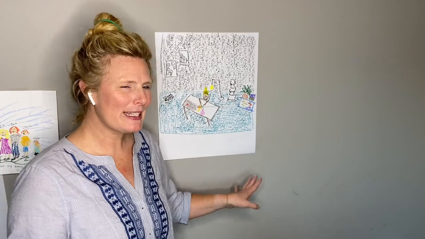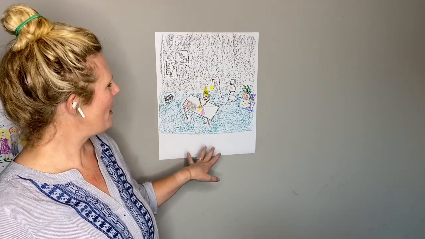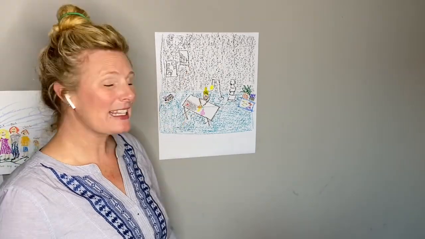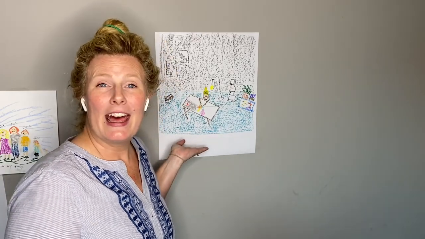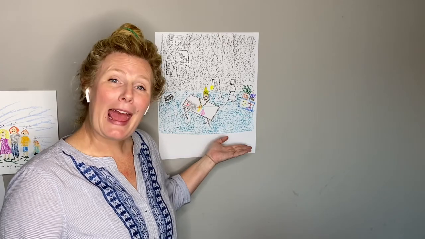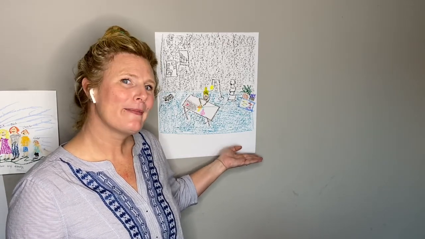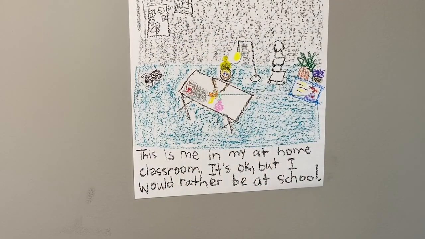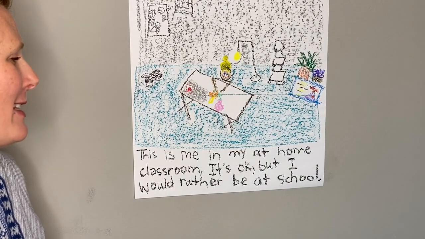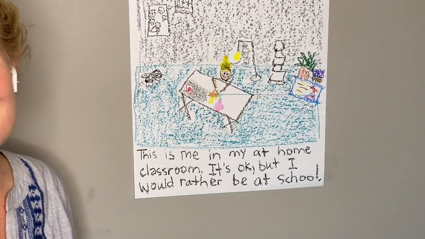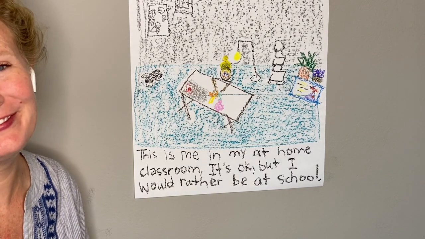So I'm gonna add to my words here. I'm gonna think about what I wanna say about this space. I think I'm gonna tell you where I am. I'm gonna say, this is me in my at-home classroom, okay? Okay, I decided to write a little more. I said, this is me at my in-home classroom. It's okay, but I would rather be at school.